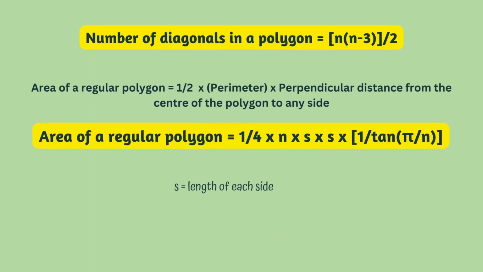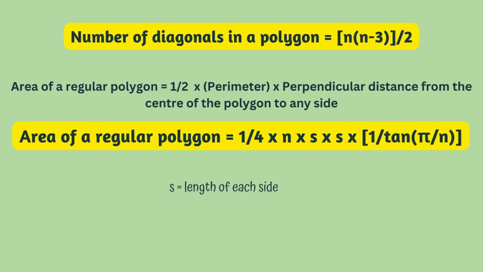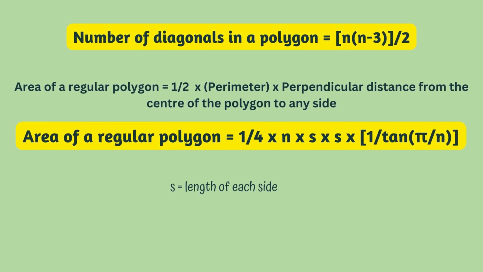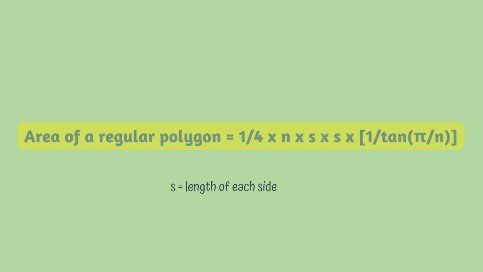Next, number of diagonals in a polygon is given by n into (n minus 3) divided by 2. Next, area of a regular polygon is given by half into perimeter into perpendicular distance from the center of the polygon to any side. But what if you don't know this perpendicular distance? Then you have another formula, which is 1 by 4 into n into s square into 1 by tan(pi by n), where s is the length of each side.